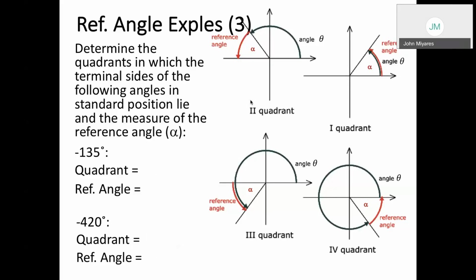Here's two more you should try on your own. The first one is another negative angle, while the second one is not only a negative angle, but its absolute value is more than 360 degrees. Go ahead and give this one a try.